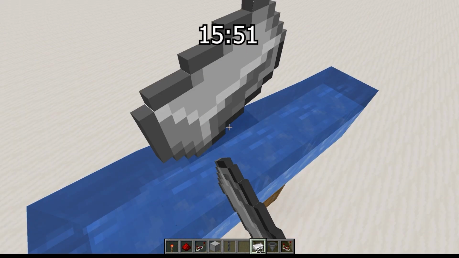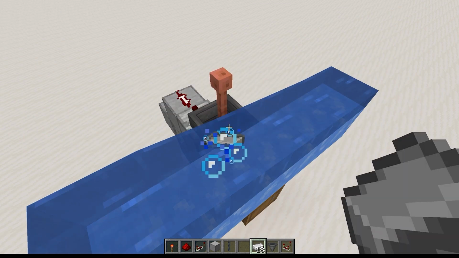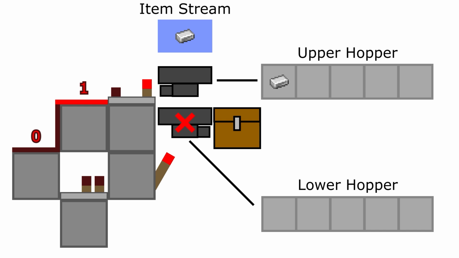So let's see what happens when a stream of the item we want, let's say iron ingots, passes over the hopper. The upper hopper collects iron ingots as they pass, but since it's pointing into the comparator, it can't push them anywhere. So they start to stack up inside the upper hopper's inventory. They stack up in the first slot because hoppers both fill and drain from left to right.